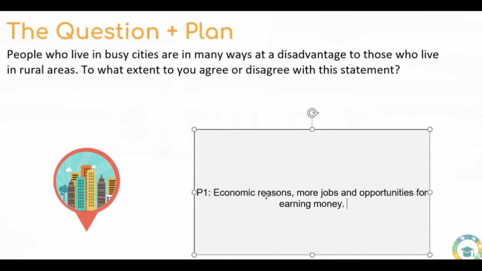Now, I think I will probably do 2 disagree points in paragraph 1 and probably just 1 in paragraph 2. Remembering that it's really important I don't write too much in this essay because the time frames are quite tight, so we don't want to be writing 350, 400 words. Let's keep it to between 250 and 300 words. So, economic reasons, more jobs and opportunities for earning money.